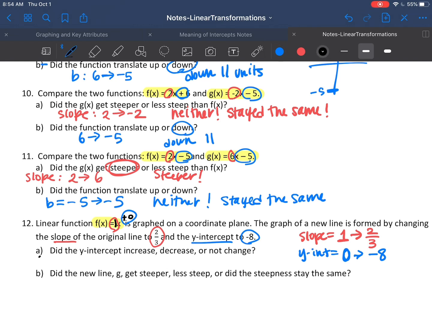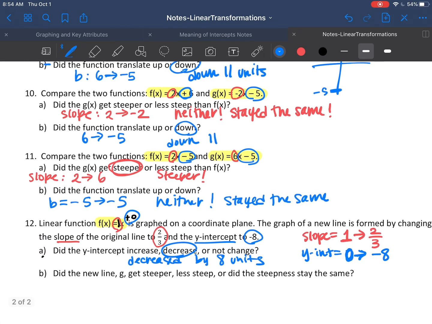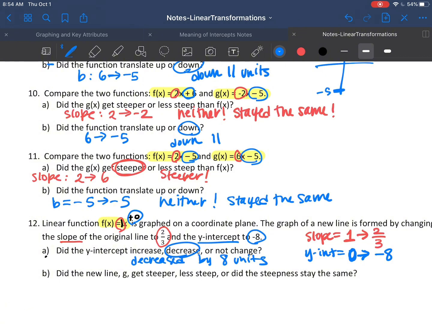And so question A, did the y-intercept increase, decrease, or not change? Well, the y-intercept decreased quite a bit. It decreased by 8 units. It went down 8. Did the new line G, I guess they're naming it G, get steeper, less steep, or did the steepness stay the same? Well, if we change a 1 to a 2/3, 2/3 is smaller than 1. So it is less steep. 2/3 is smaller than 1. So the steepness got smaller, it is less steep.